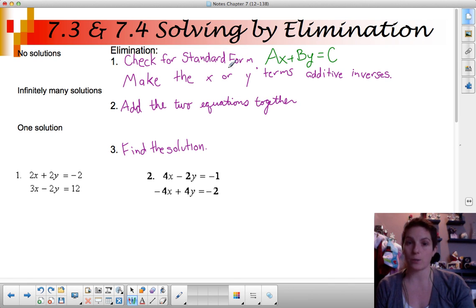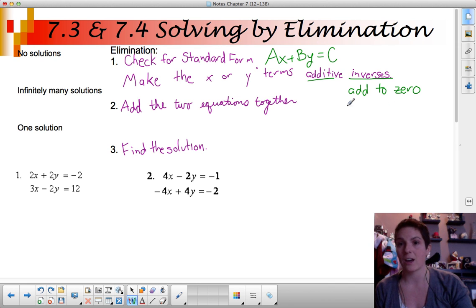The second thing that we're doing, and really the first step to elimination, is that we need to make either the x or the y terms additive inverses. Remember that phrase additive inverses just means that they have to add to 0. So think about things that would add to 0 in terms of x and y. If you had negative 4x and positive 4x, they would add to 0.